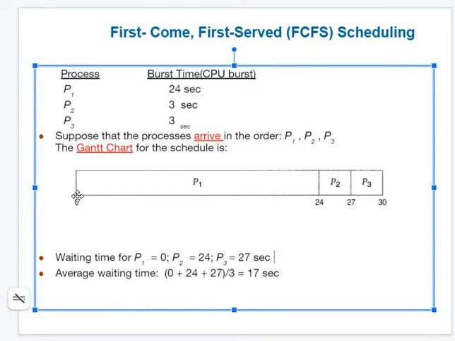See this: P1 waiting time is 0 plus P2 waiting time is 24 plus P3 waiting time is 27. 0 plus 24 plus 27, the whole divided by 3 because I want to calculate the average. Average always means dividing by the number of processes. So the sum, which is 51, divided by 3, I will get 17 seconds. That's the average waiting time. It doesn't mean all processes waited exactly 17 seconds. Some process waited no time, some waited a long time, but on average 17.